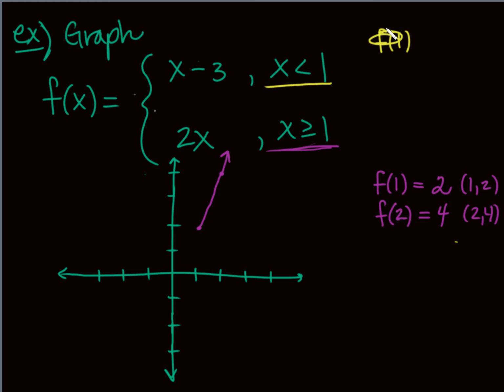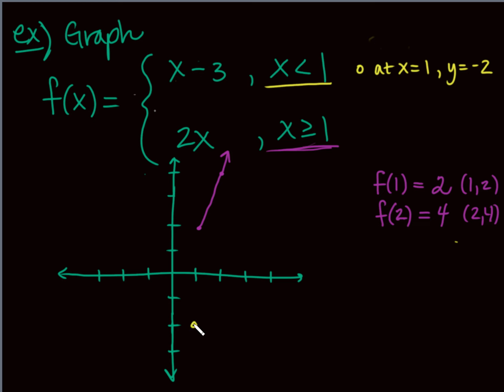Actually, I'm not even going to put in an f of 1 because I think that's going to bother you. It bothers me too because f of 1 technically is going to go into this guy. So what I'm going to do instead is I'm going to say, okay, so at x equals 1, if I could plug it in, I would get 1 minus 3, which is negative 2. But I'm going to tell myself that that's an open circle right there. So I'm going to go to 1, negative 2.